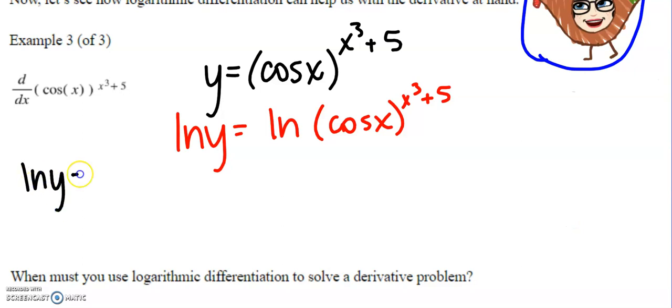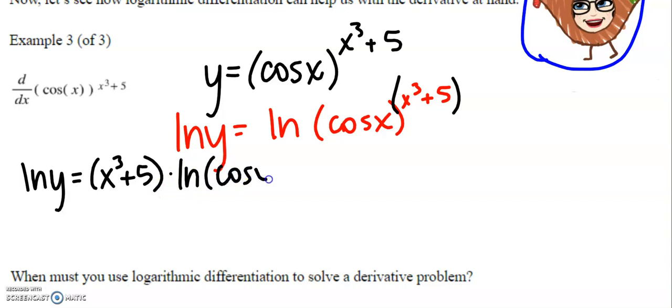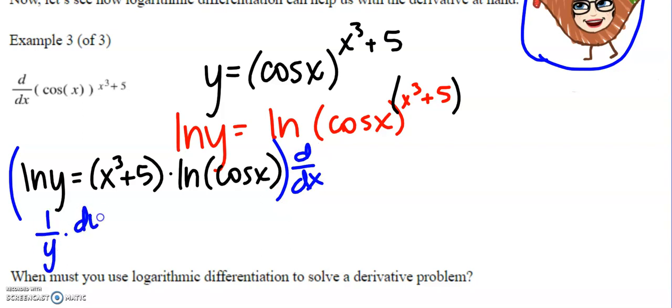I'm just jumping over here so I have a little more room to write. Swinging down this exponent in front: x to the third plus 5 times the natural log of the cosine of x. Now, I no longer have an exponential variable. I no longer have a function raised to a function, right? What I can do now is take the derivative with respect to x. So the natural log of y, the derivative would be 1 over the argument times the derivative of the argument with respect to x. Here I have a product rule.